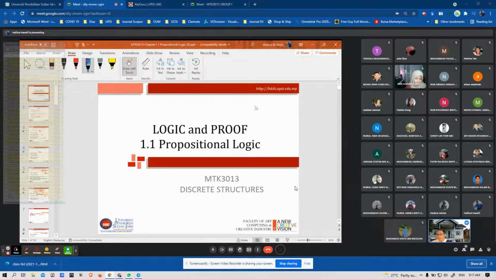Okay, we start the first chapter. In the first chapter, we are looking at logic and proof. This one is the first chapter, propositional logic. Basically, propositional logic is logic that you need to understand.